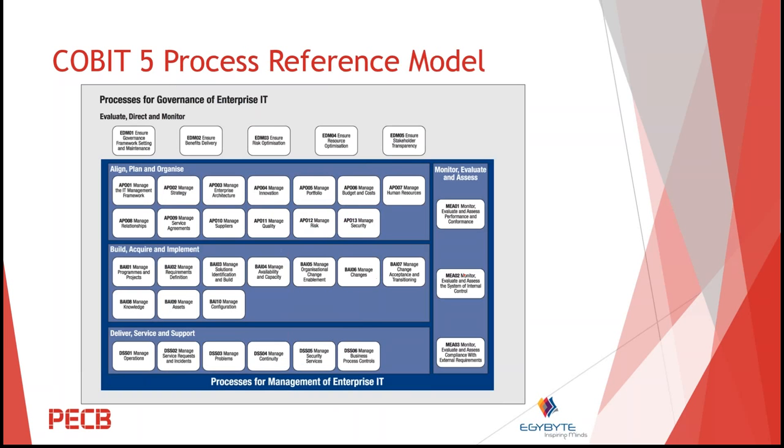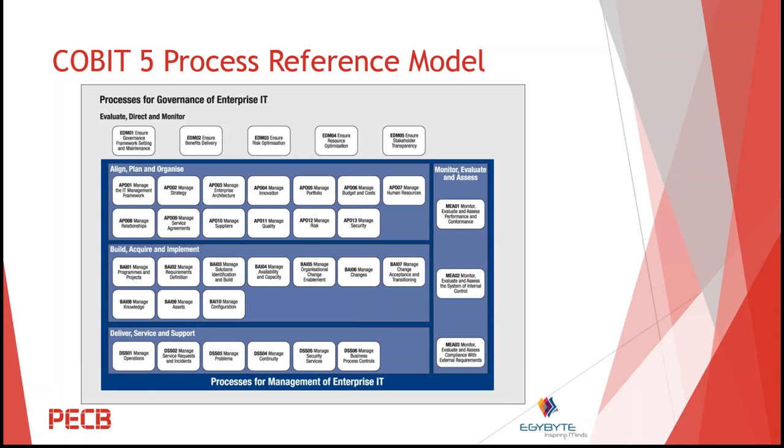Whenever we reach the enabler goals, we have 37 processes. As I have said earlier, I have one domain for governance and four domains for management. In the domain of governance, I have five processes. And in the management, four domains, we have 32 processes. So the total of COBIT5 processes is 37. And by the way, COBIT5 has done a great job documenting the 37 processes with each activity, input, output, relation, and RACI model for who is responsible, accountable, consulted, informed.